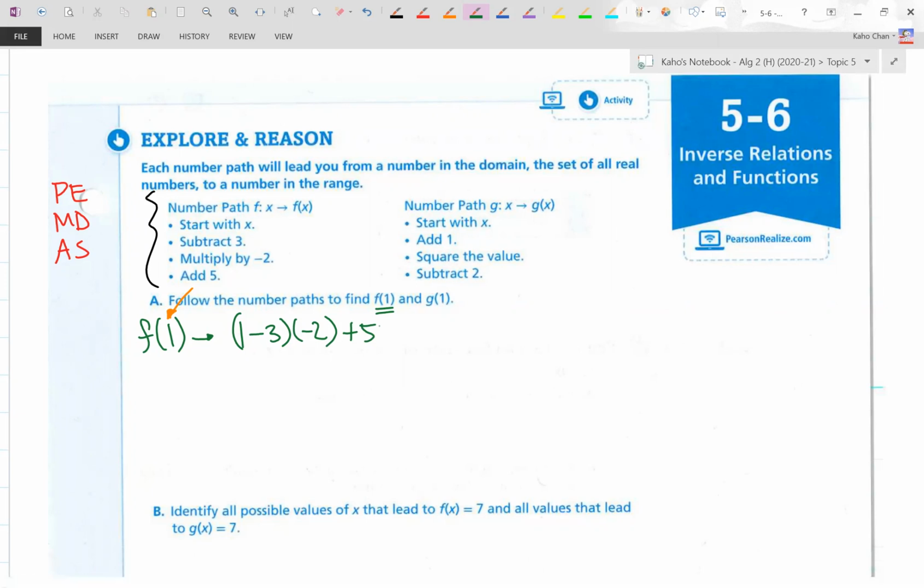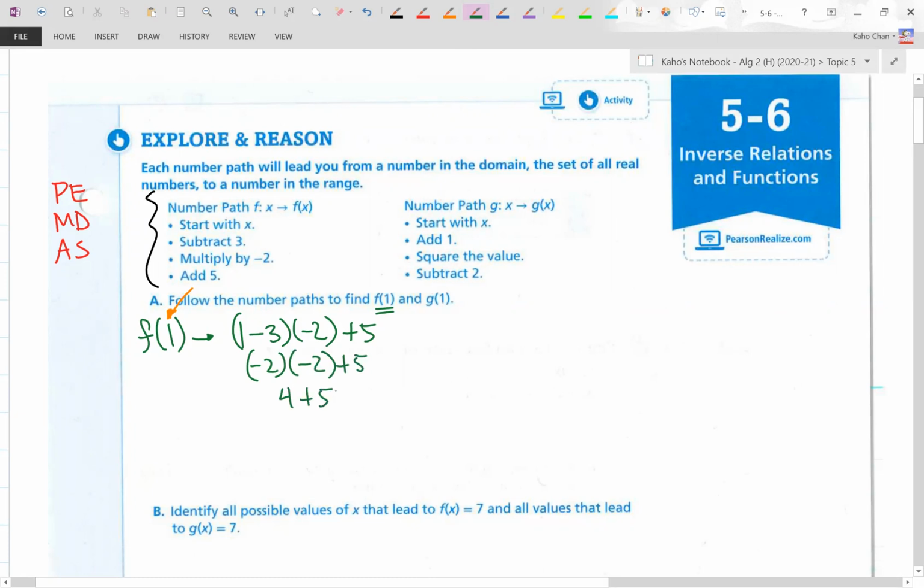So if you do the math here, 1 minus 3, of course, is -2. Bring everything else down here. -2 times -2 is +4. 4 plus 5 is 9. And there's my answer. When you plug in the number 1 in this path, I get the answer of 9. Great. We'll hold on to that for a moment.